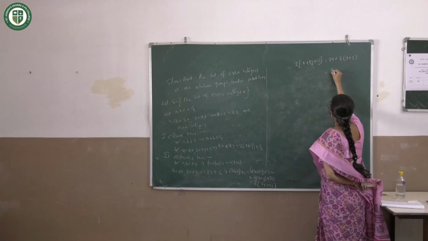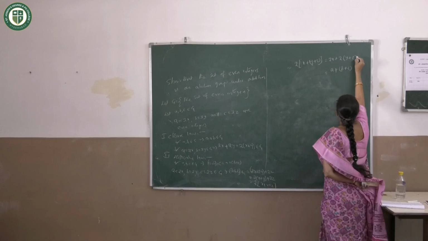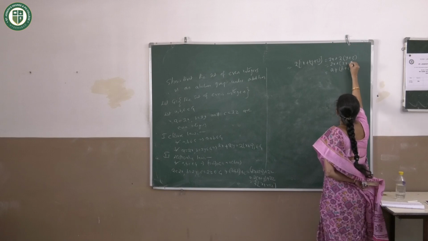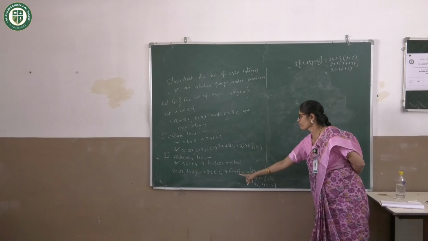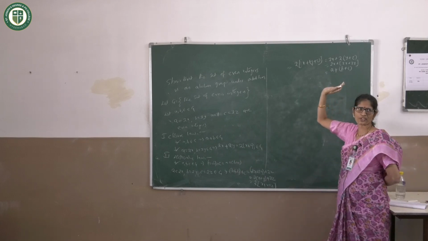So that means it is in the form of a plus b plus c. Or we can write here 2x plus 2y plus 2z. That means if you take the LHS, that is a plus b plus c, you got a plus b plus c. So it satisfies the associative property.